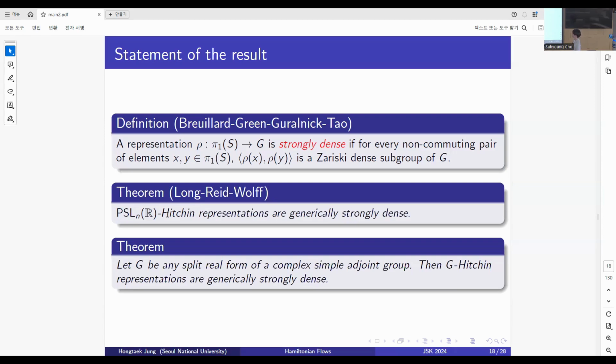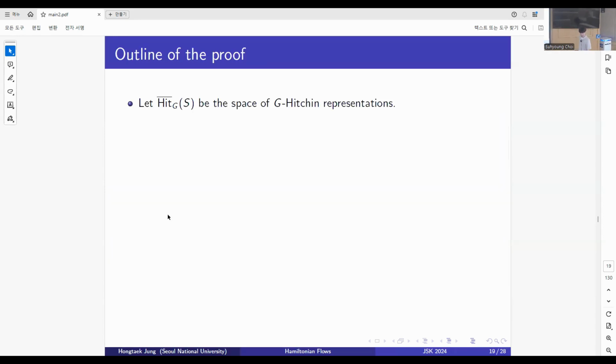And in their paper, they found strongly dense non-abelian free subgroups in various algebraic groups. And by using these strongly dense Hitchin representations, which are generic, we can produce a strongly dense surface subgroup in those Lie groups. So this is a kind of partial generalization of Breuillard, Green, Guralnick, and Tao. All right, let me outline the proof.